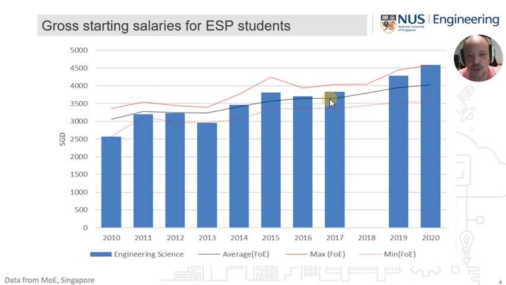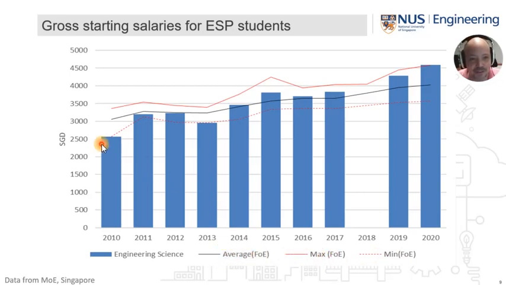If you're interested, you can Google and find the graduate surveys done by Ministry of Education, gross starting salaries. It's available out there. But again, coming back to this, we're only looking at faculty engineering NUS. This is the minimum average across all departments. This is the maximum average, and this is the average of the average, if you will.